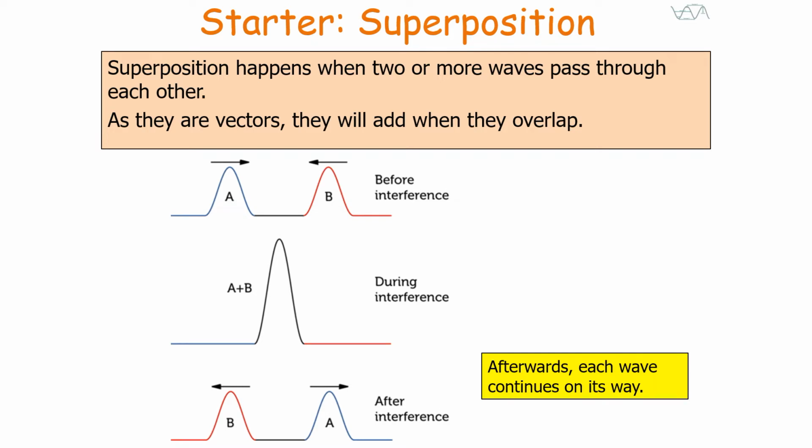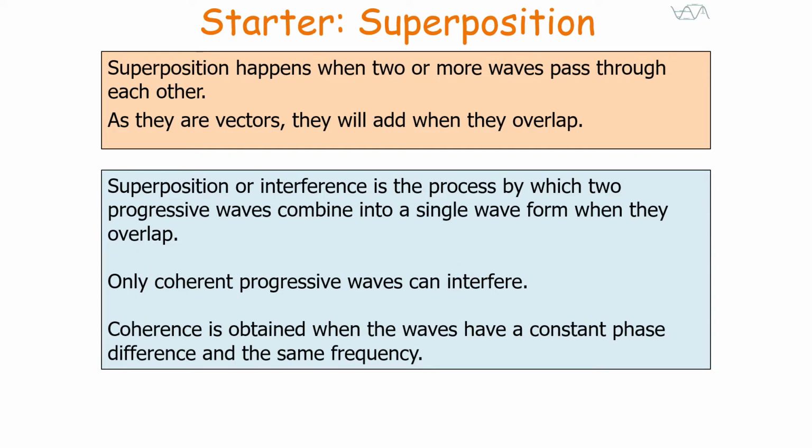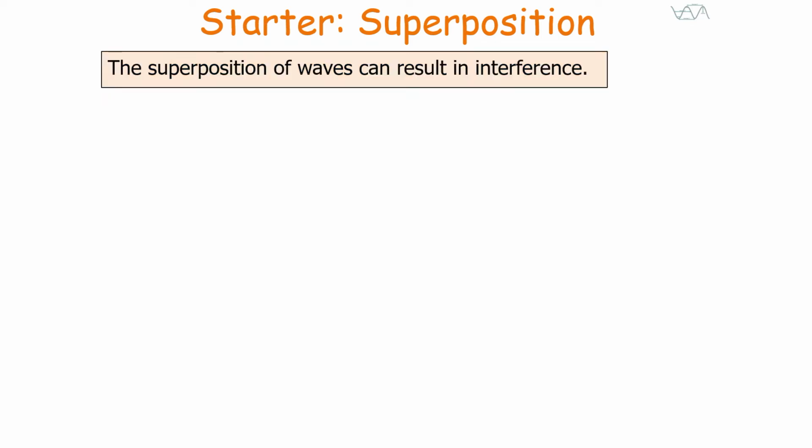The principle of superposition is that when two or more waves overlap, the resultant displacement equals the vector sum of the individual displacements. Only coherent progressive waves can interfere, and coherence is obtained when the waves have a constant phase difference and have the same frequency. The superposition of waves can result in interference.